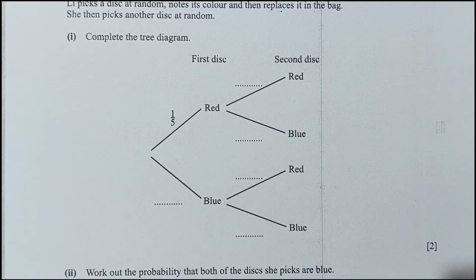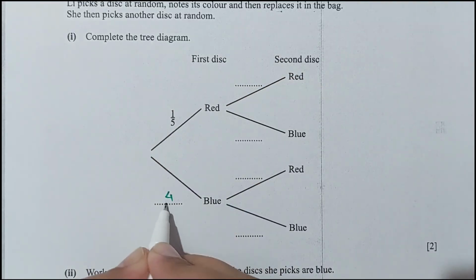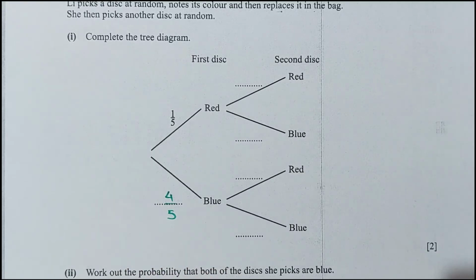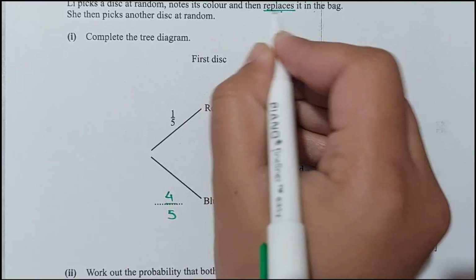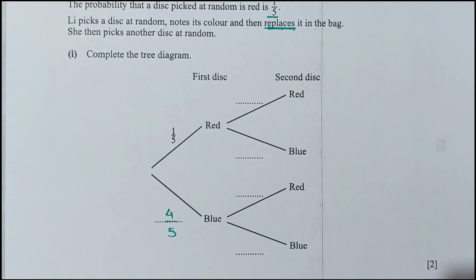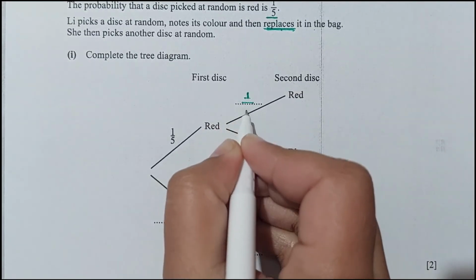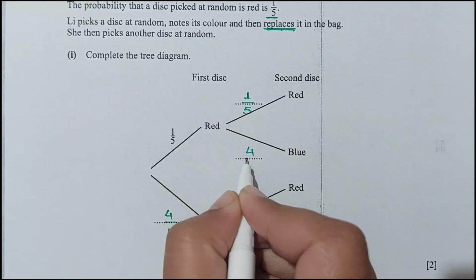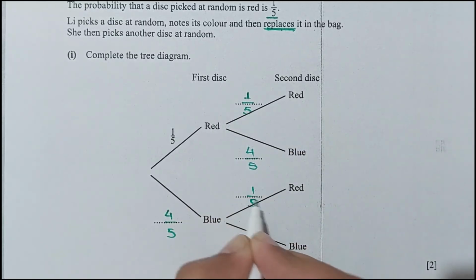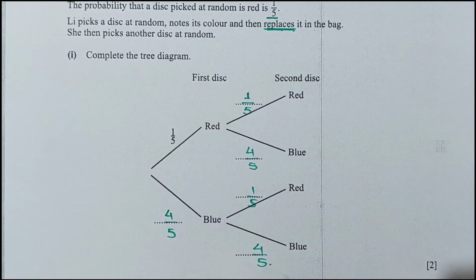Okay, one bag has red and blue. If red discs are 1 out of 5, the blue would be 4 out of 5. And they replace it, right? Keep this in mind. They replace it means put that disc back and then pick the next one. So red stays the same. 1 are red out of 5. Blue are 4 out of 5. Red is 1 out of 5 and the blue is 4 out of 5.